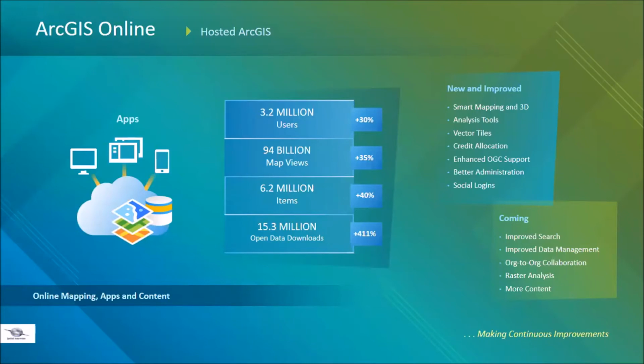So now we're going to look at the usage of ArcGIS Online. There are now over 3 million users with an annual growth rate of 30%. In the last year, there have been over 94 billion web map views, growing at 35%. There have been 6.2 million items shared with a growth rate of 40%. In terms of data downloads, just since the beginning of the year, there have been about 50 million open data downloads with a growth rate of over 400%. These are impressive numbers and provide good indication of the growth in the adoption of ArcGIS Online.